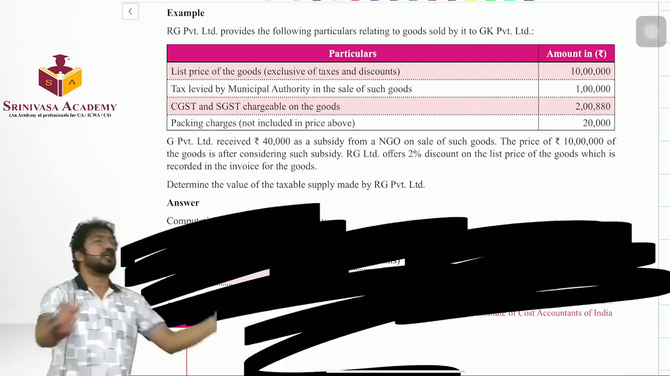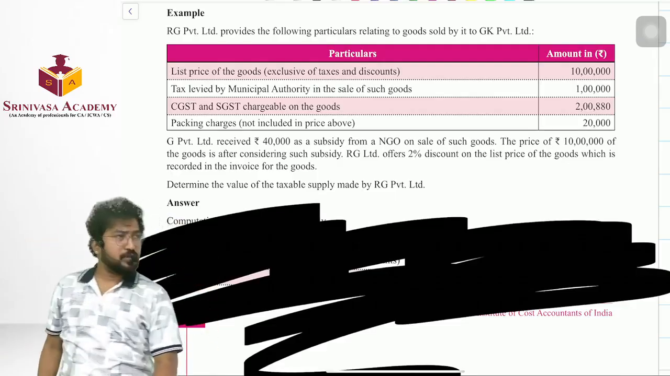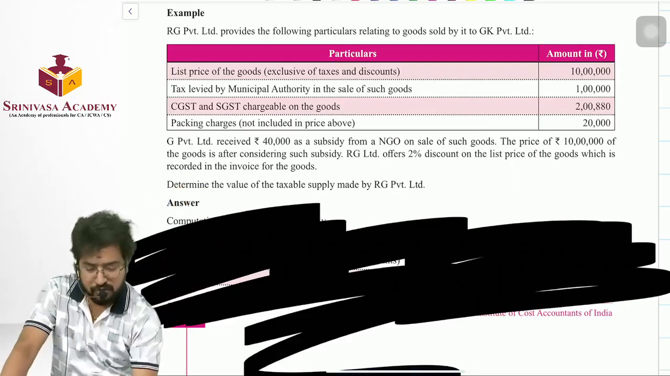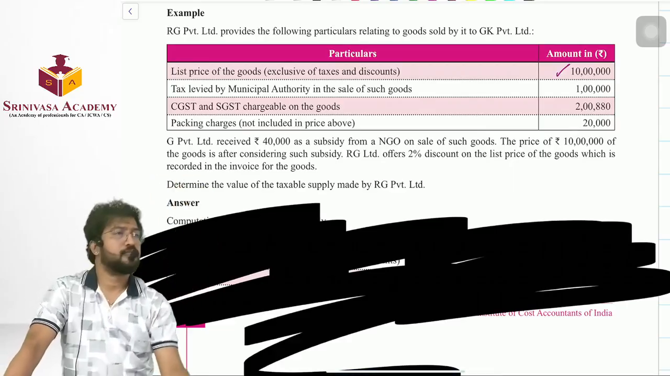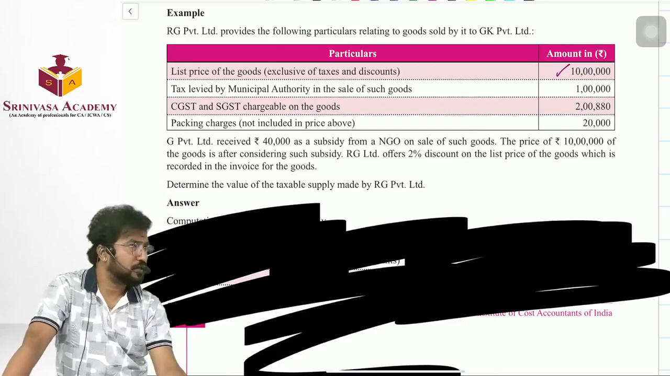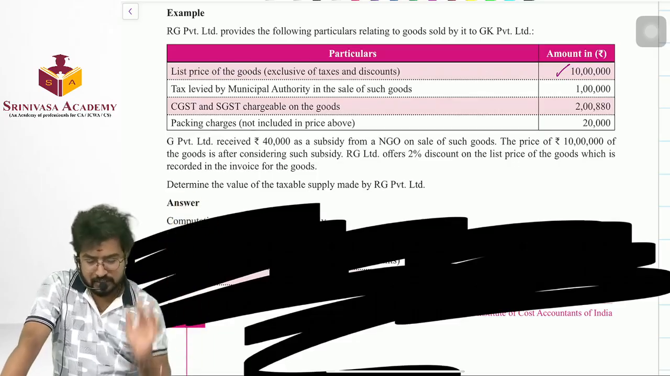Shall we see the answer? What is the answer? 11 lakh. Most of you are giving the same answer. This should be the answer. Let me check. First, tell me, list price. What should we do with this list price? That is the price which we have to take into consideration. Yes, listen. List price we have to consider.